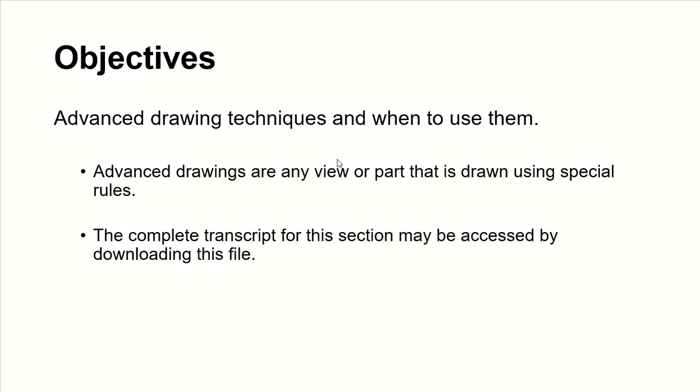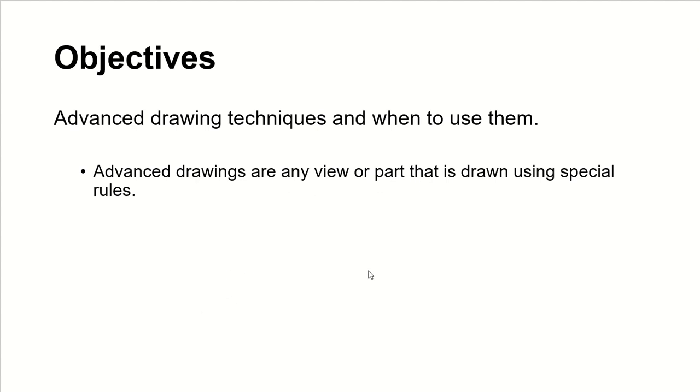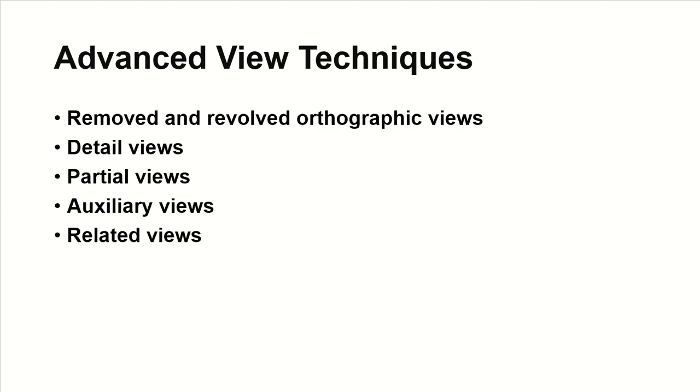Of course, we're drawing the same thing in your part and then your view. I deleted it because you don't need this one. It's from your textbook. Okay, so let's go in here. So what are the rules that we're gonna follow? So when we draw our views, we're gonna do the removed, revolved, detailed, partial, auxiliary, and related views.